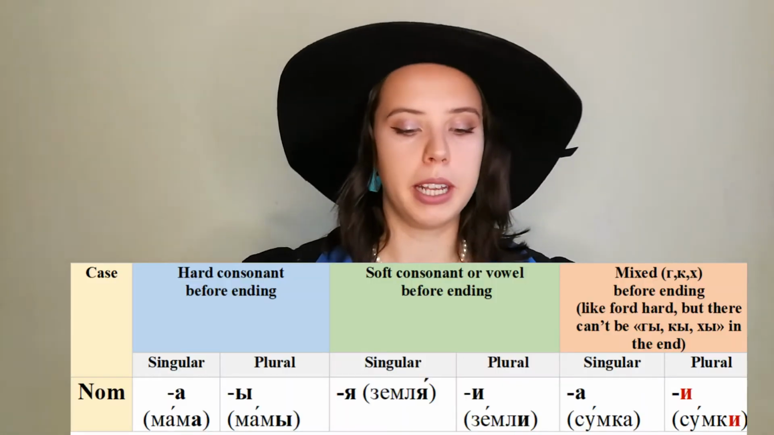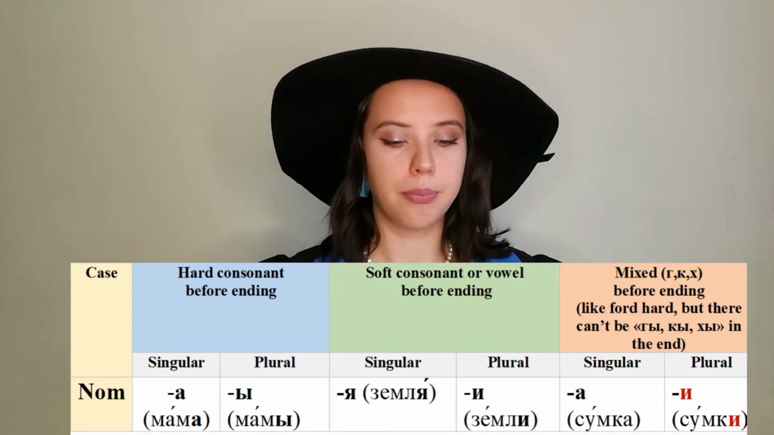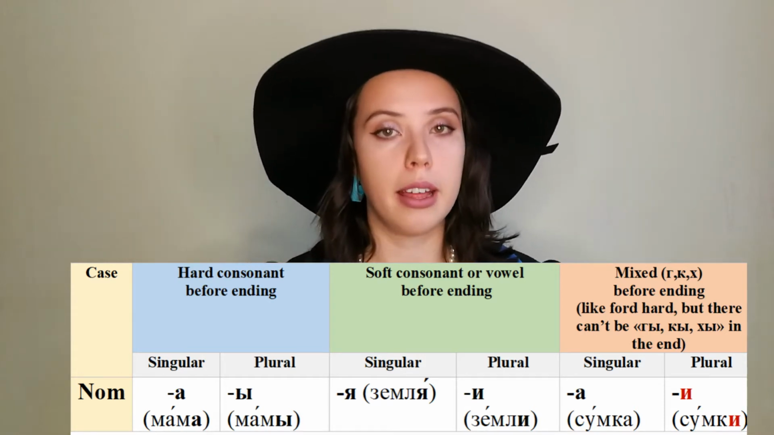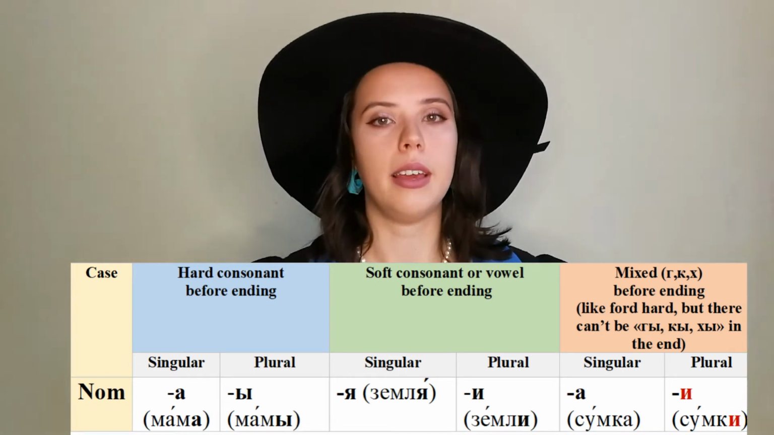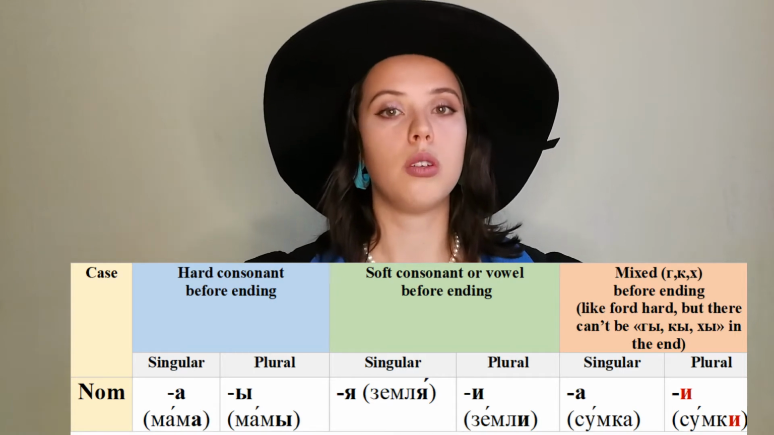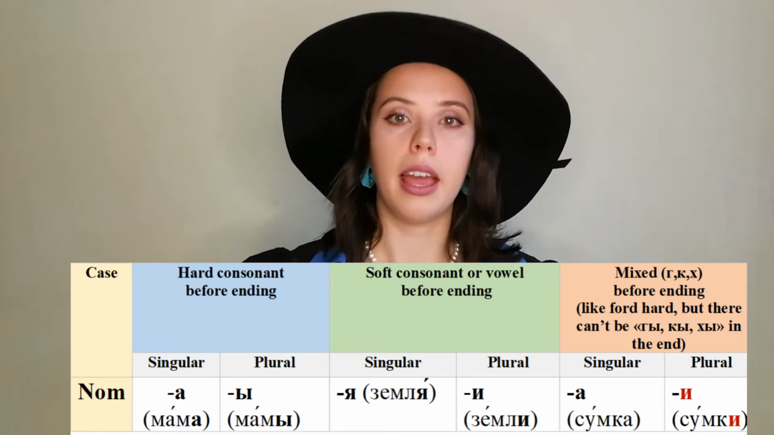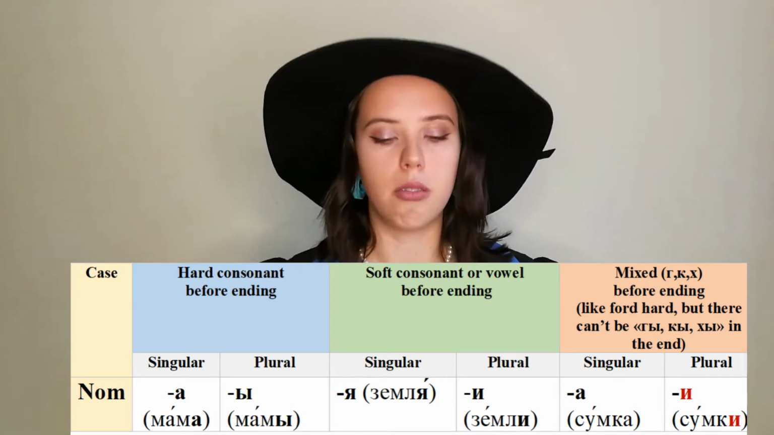Dear friends, and right now let's speak about the plural form. So for plural, nominative. For the hard version, it will be ы, мамы. For soft endings, here it is our friend of ы, и, sister, и. So we say земли. And for the mixed version, please tell me what we need to do. It should be the ending и, because there can't be г, к, х, right?